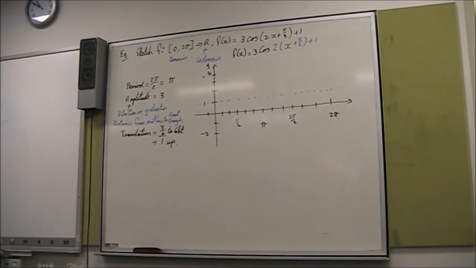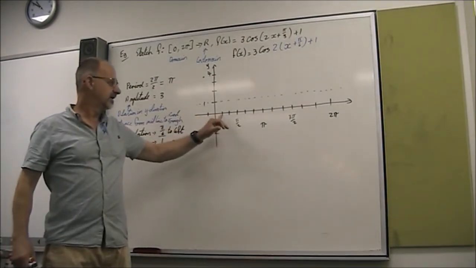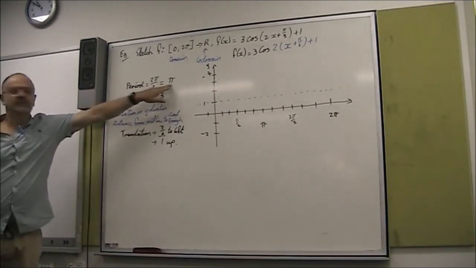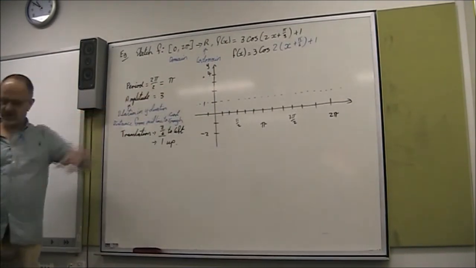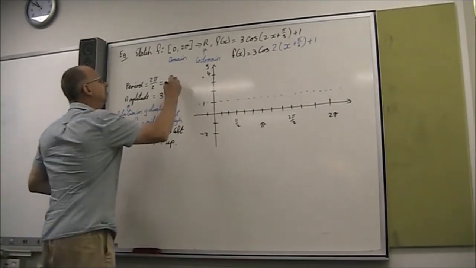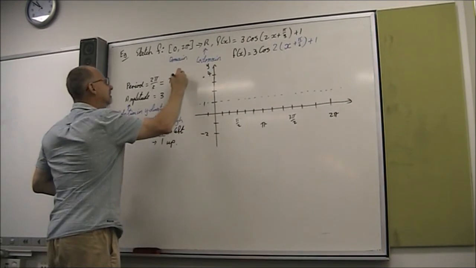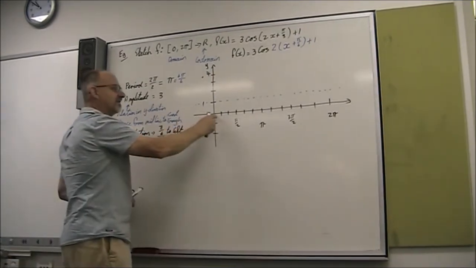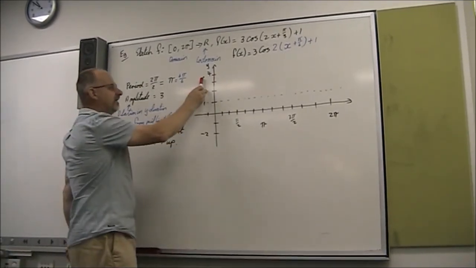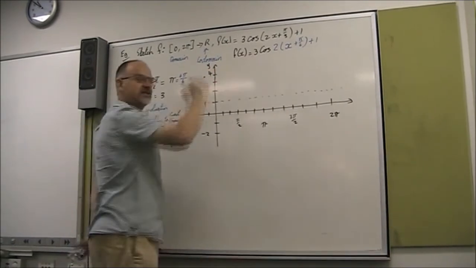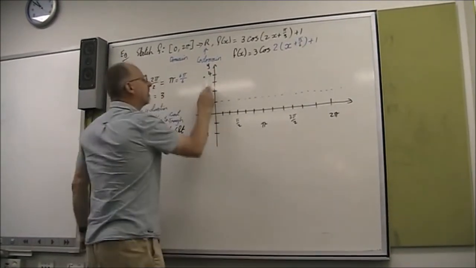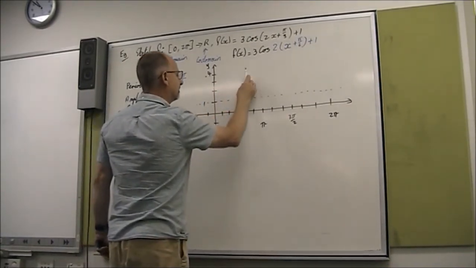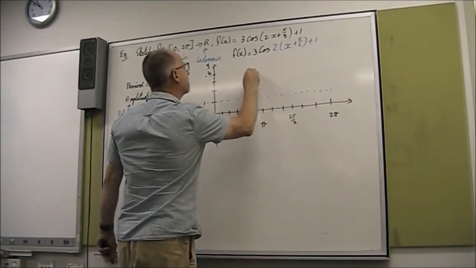Alright. Now, this is why I've divided into pi's on 6, because our period is pi. How many pi's on 6 is pi? 6. So if I've divided these into pi's on 6, one period is, I've got to count across 6 of them. So if I count across 6, I'm going 1, 2, 3, 4, 5, 6, and I'm there.